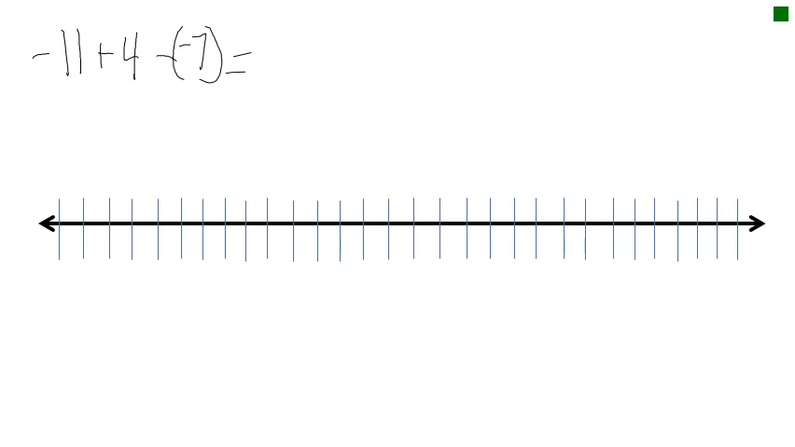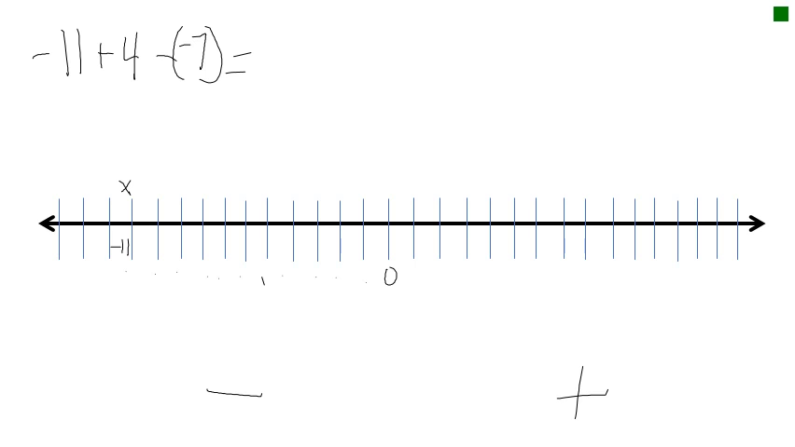Alright, so we have a blend, addition and subtraction. We have a -11, so let's find our -11. That's our start point. Remember, everything to the left is a negative, everything to the right is positive of our 0, of our origin. Alright, so let's go find our -11. 1, 2, 3, 4, 5, 6, 7, 8, 9, 10, 11. So we have our -11 here.